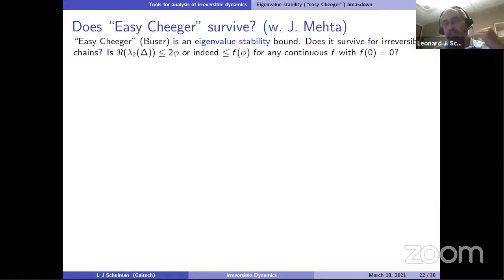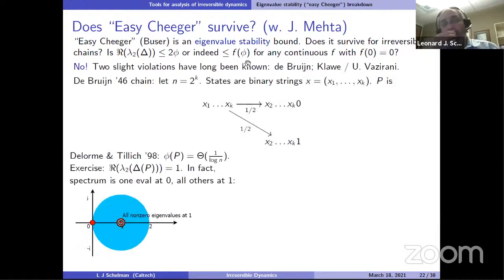How about easy Cheeger? Easy Cheeger is an eigenvalue stability bound. It says if I'm pretty close to being a reducible chain, a chain that breaks into two pieces, then my second eigenvalue is pretty close to 0. That's what easy Cheeger shows. Easy Cheeger is really due in the non-graphical situation to Buser. So is this still true for irreversible chains? And not even with a linear factor, which is this 2 phi, which is what we had, but is there any function of phi for which this is true? And the answer is no.